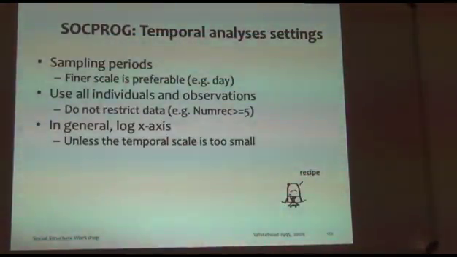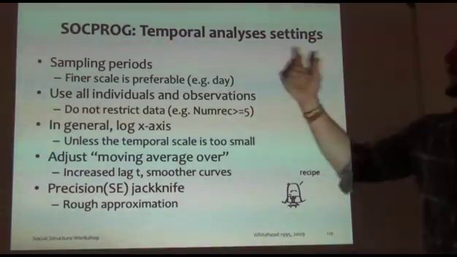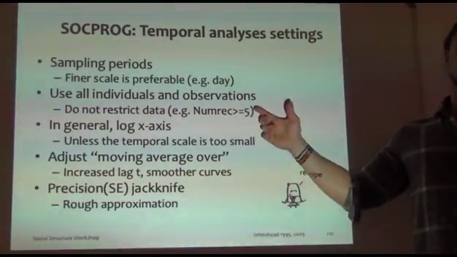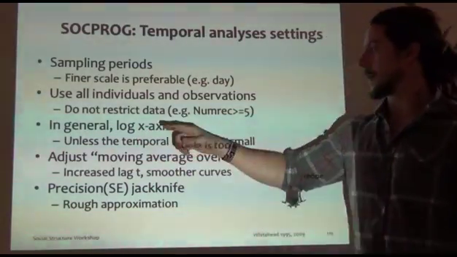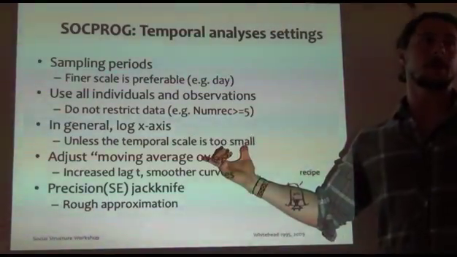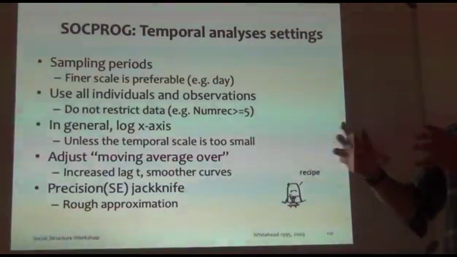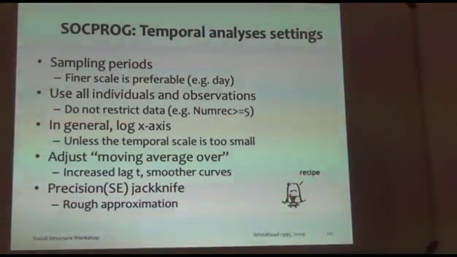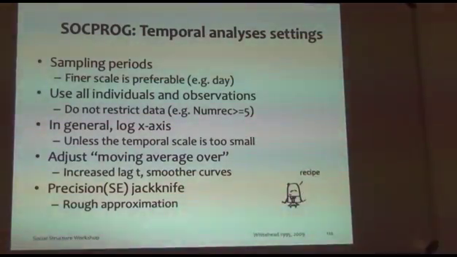I think, yeah, just a recipe for running this. The finer your scale, the better, usually a day. Use all individuals, so don't add any restriction. Put everything you got there. Use log time, log axis, unless you are working in weeks or months, where it's too small. And play with the moving average over just to make it smoother. The more you increase the lag here, the smoother your curve will be. And do use jackknife, although it's a rough approximation.